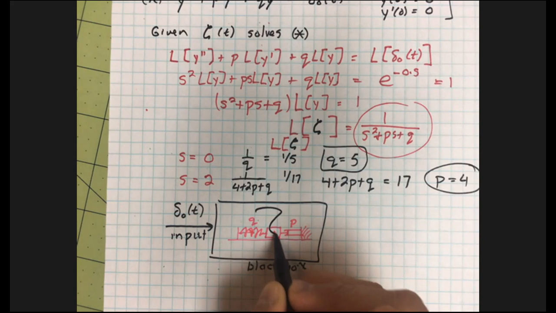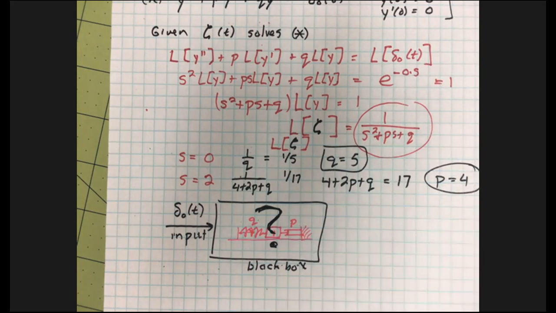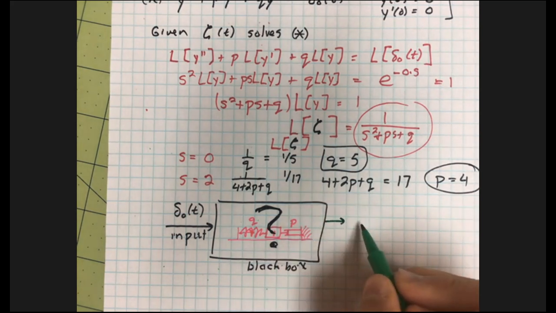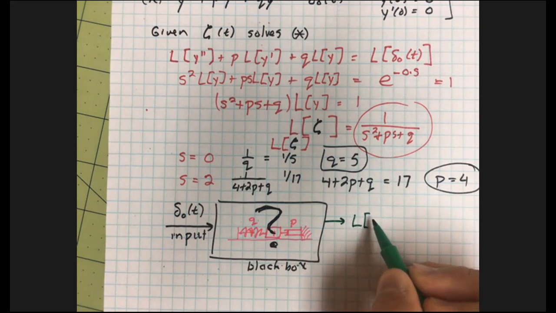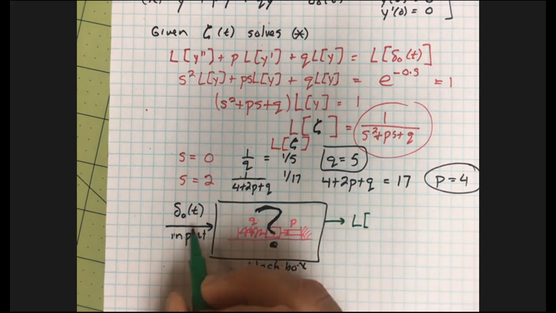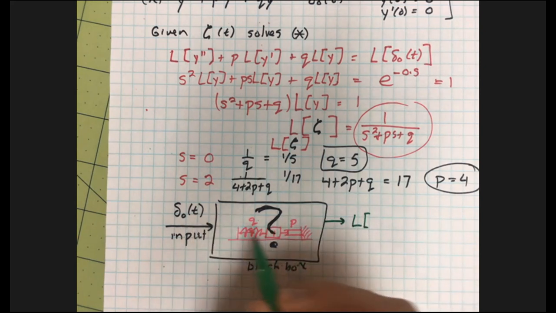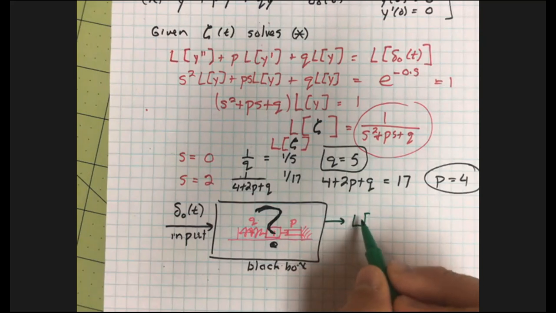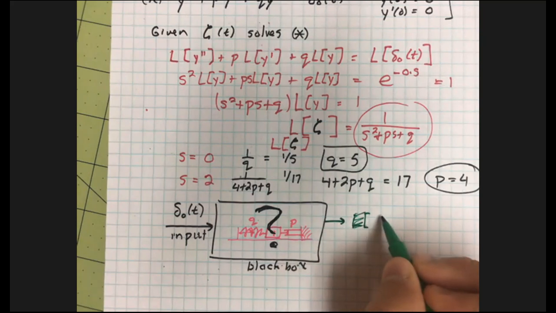You didn't know what was inside. But you recorded some outputs. Oh, Laplace transform. Oh, sorry. You recorded the solution. This is a funny other Greek letter, zeta of t.